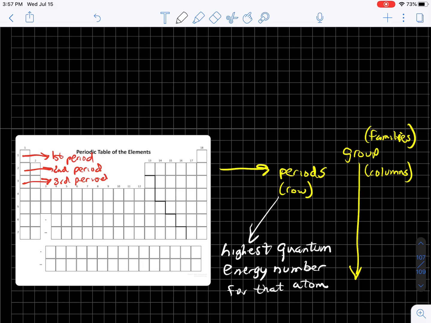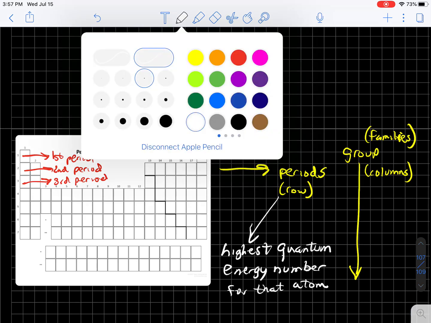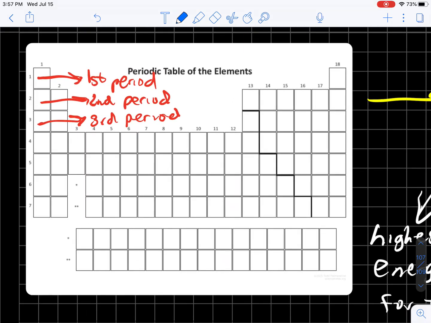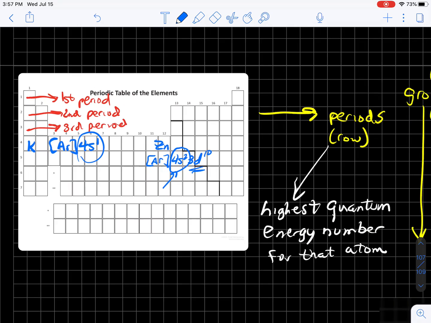So if an element is in period 4, that means that its highest energy electron will be in the fourth period. The example they give you in the book is potassium, and we would say that potassium has an argon core, 4s1 configuration, so its highest energy electron is the 4s1. Whereas if we're dealing with zinc over here in column 12, it has an argon core, 4s2 3d10. Now its outermost electron is in d10, but its highest quantum energy level is 4 for period 4.